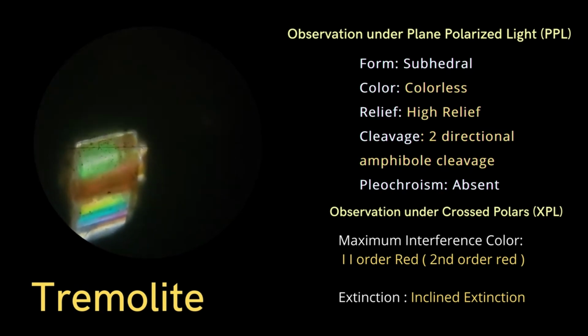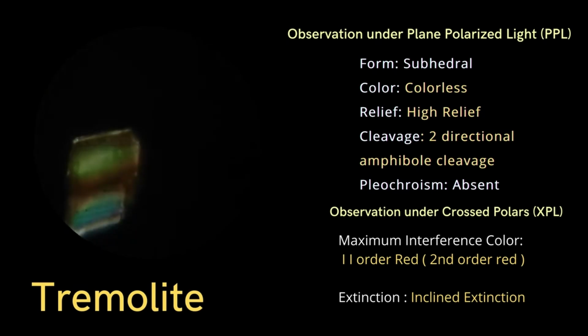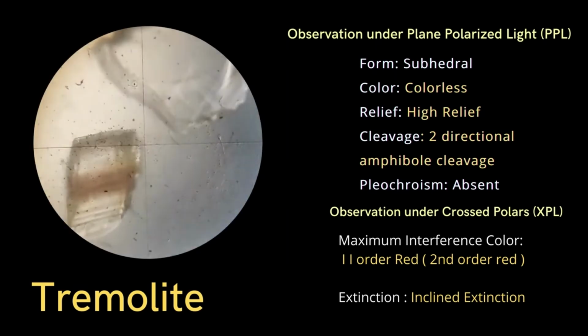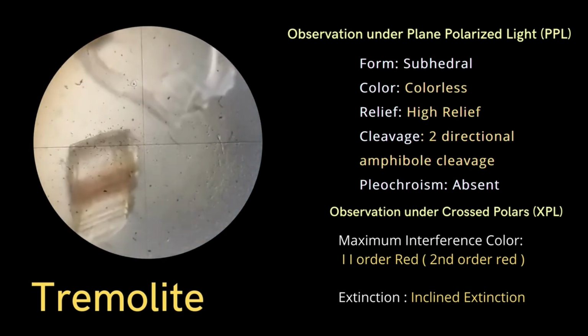With its subhedral form, high relief, distinct amphibole cleavage, second order interference colors, and inclined extinction, tremolite is an amphibole and easy to identify under the microscope.